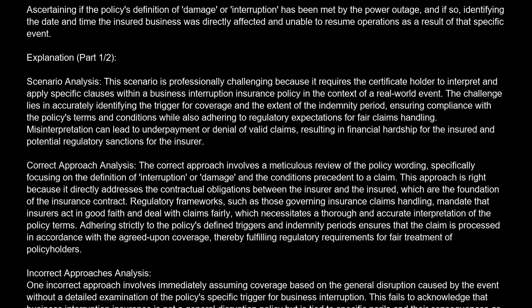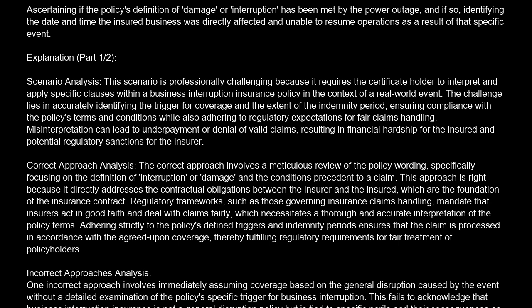The correct approach involves a meticulous review of the policy wording, specifically focusing on the definition of interruption or damage and the conditions precedent to a claim. This approach is right because it directly addresses the contractual obligations between the insurer and the insured, which are the foundation of the insurance contract.